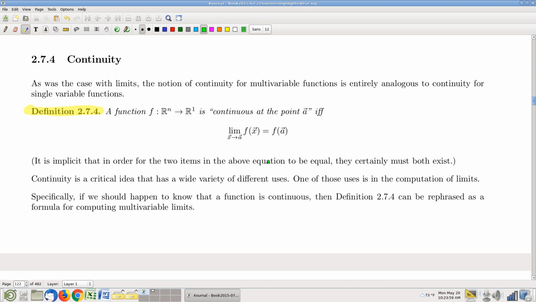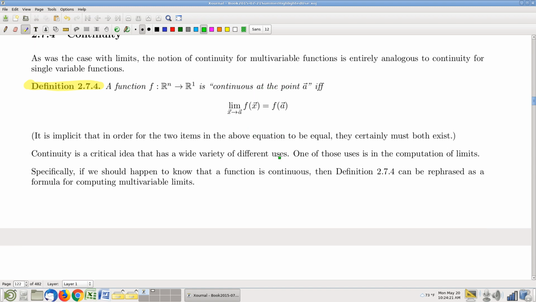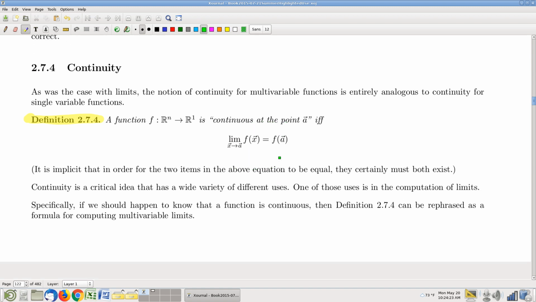So same definition here for a real-valued multivariable function. Notice here our domain is R^n. So this is a multivariable limit, and continuity is defined by morally the same formula. We require for the limit to exist, for the function to exist, and for the limit to equal the value of the function. Okay, all right. Now, there are different points of view that you can take on this formula. If you can compute limits, then you can decide if a function is continuous.